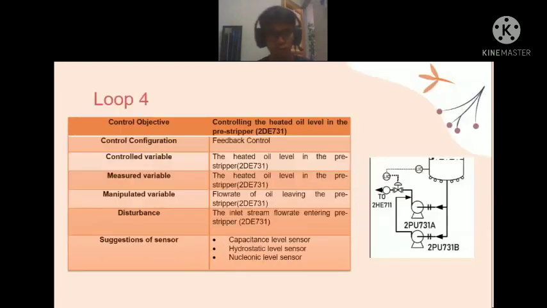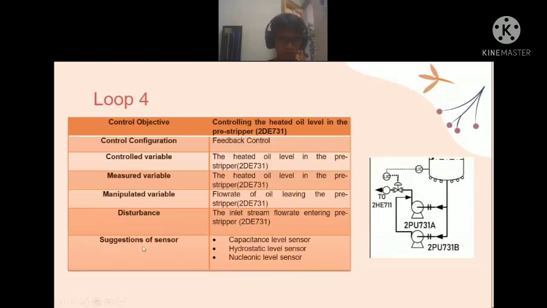Here is the diagram for the thermocouple and plug valve. Now for the next loop. Here is the picture of the loop. The control objective is to control the heated oil level in the pre-stripper. The control configuration is feedback control. The control variable is the heated oil level, and the measured variable is also the heated oil level. The manipulated variable is the flow rate of oil leaving the stripper, so here at the valve. The disturbance is the inlet stream flow rate entering the stripper.